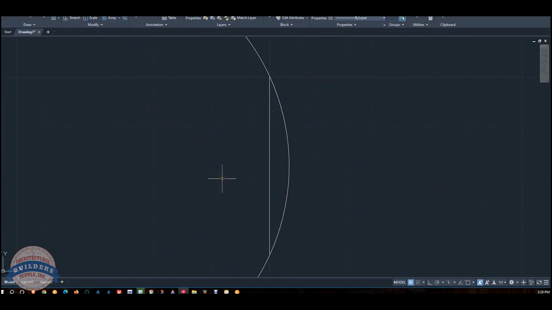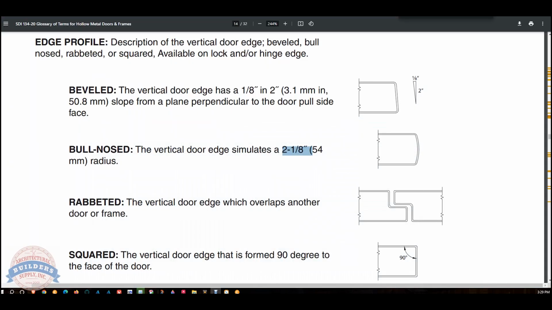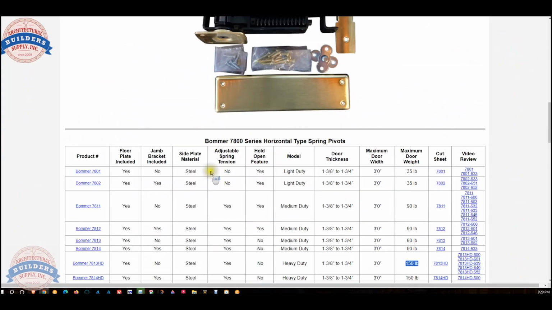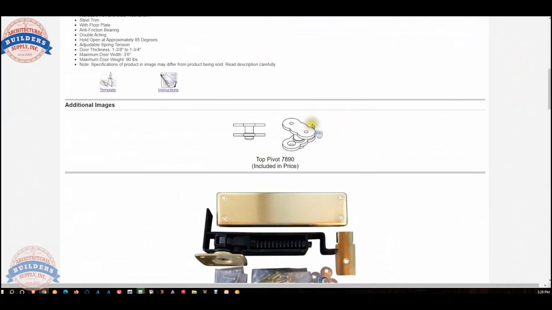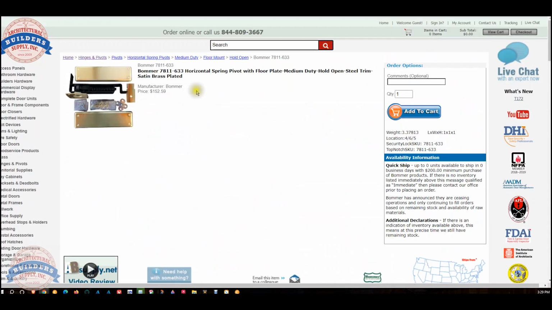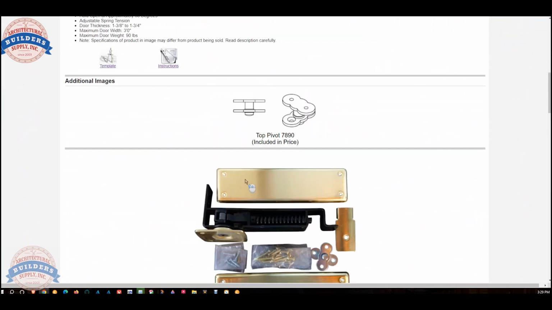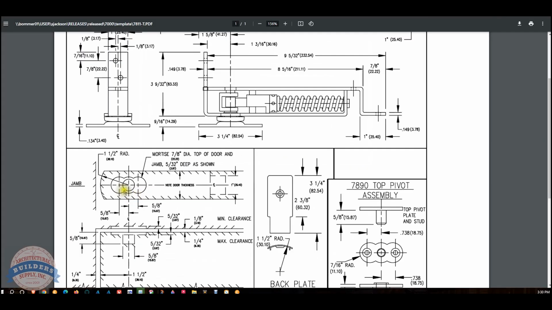So that's what the edge of your door is going to look like. Now, why 2 1/8? Well, 2 1/8 is probably because it's very common for most hardware applications, and the example I would use for that would be a typical Bommer 7800 series horizontal spring pivot. Just the first thing that came to mind. Let's look at the template and see what Bommer calls out for that radius. So they want a 1.5 inch radius on this.